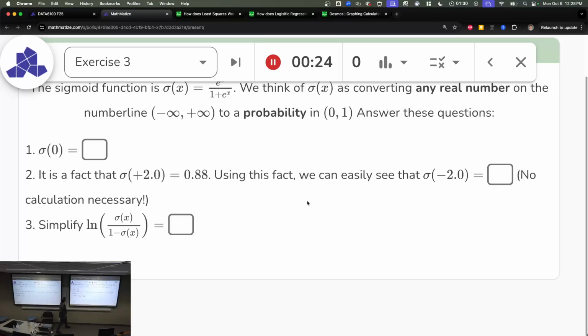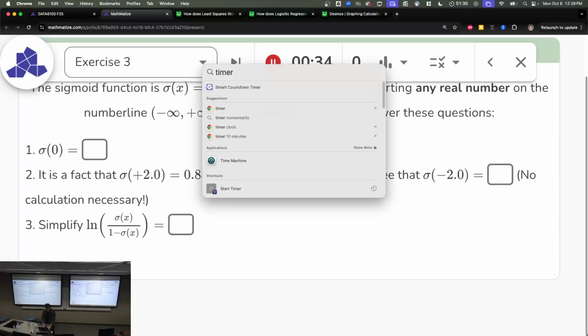All right. Simplify this crazy thing. The log. Oh my goodness. Sigma over 1 minus sigma of the log. What is that? OK, I'll let you guys think about it for a few minutes. This will help us understand what the deal is with this.